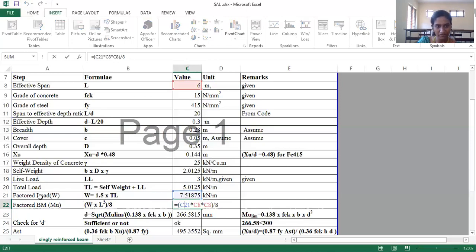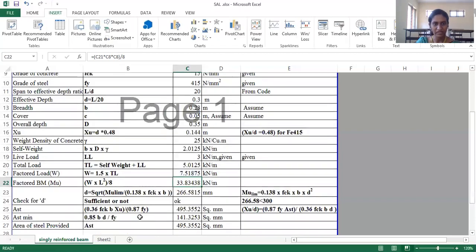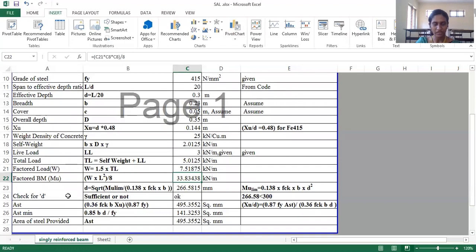C21 is the factored load W. This is W into L square by 8, where L is 6. So we divide the total by 8, and then we will get the value of 33.83.